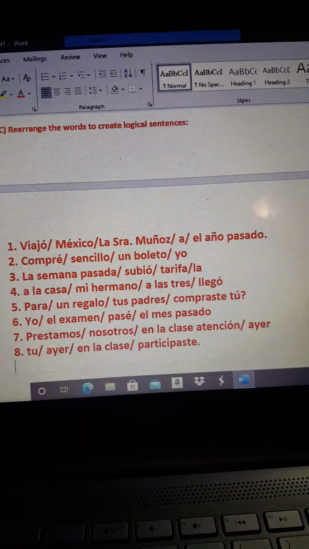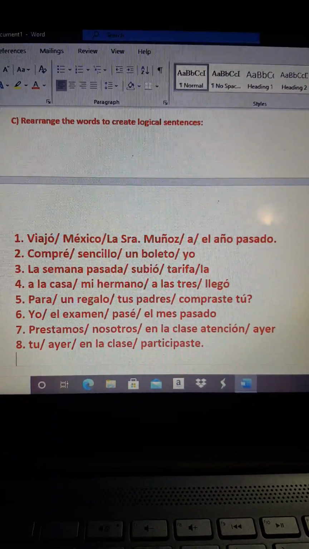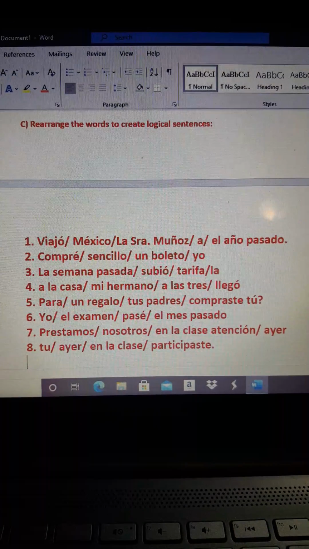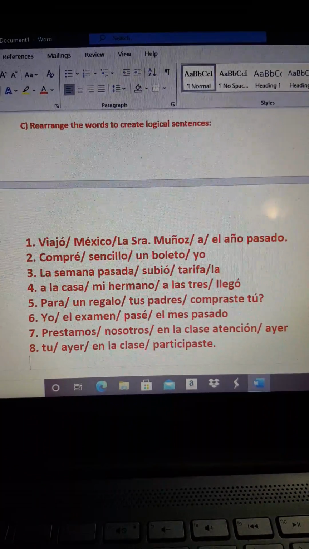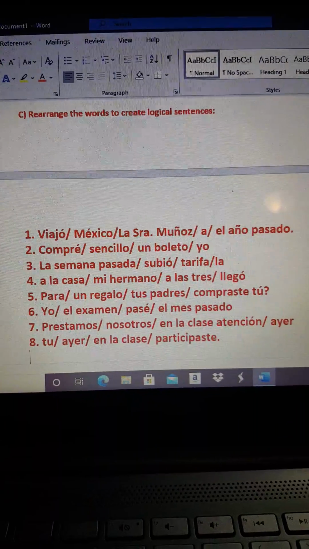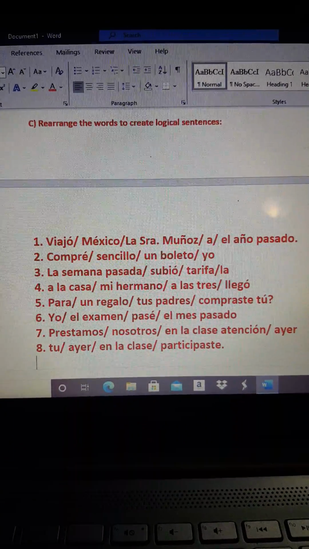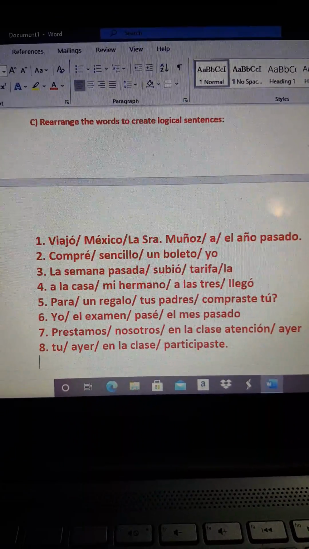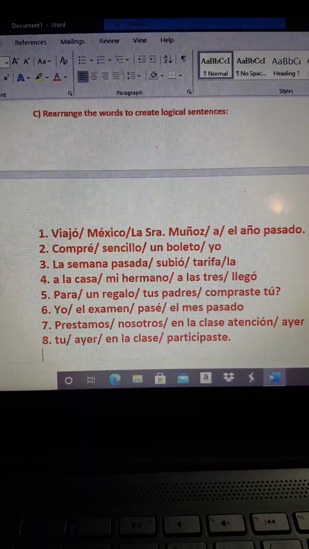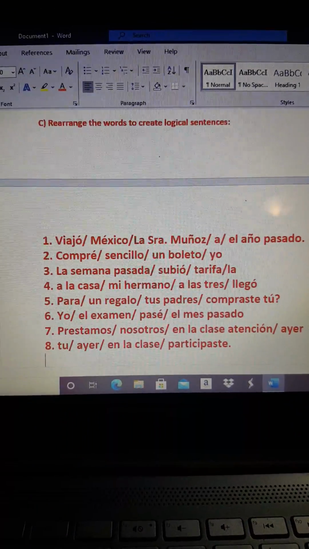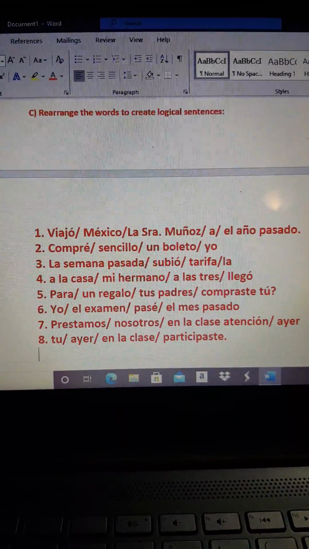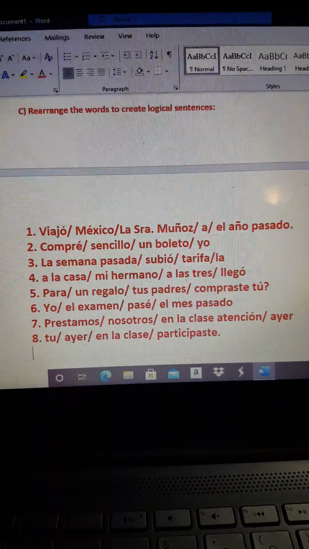when, el año pasado. Now, since Spanish is very flexible when it comes to the syntax, you could start with the adverbial phrase el año pasado. You don't necessarily have to place it at the end. You could also place it at the beginning of the sentence by saying el año pasado, and of course you go back with the subject and the verb. La señora Muñoz viajó a Mexico.